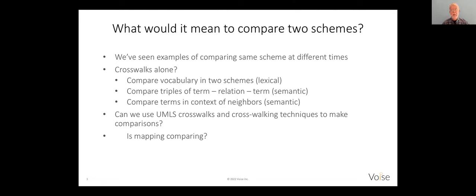We can also look at them semantically. So assuming that the classification has both a vocabulary and some set of relations, we can look at term relation term triples and make a comparison on that basis. And we can also expand that a little bit to look at the context of the neighbors in order to see how terms map. So my question would be, if we're actually comparing two schemes, is mapping sufficient? Is that all that we need to do? And I would argue, no, we need to do much more than that to make an accurate comparison.